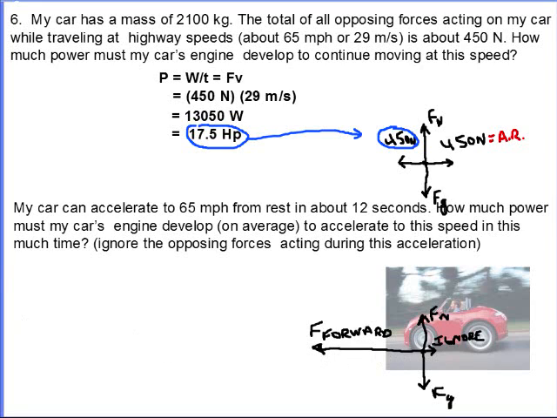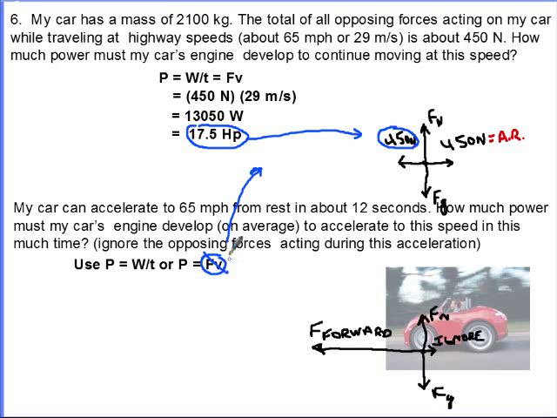So I'm going to try to determine the power developed by my car by either looking at work over time or force times velocity. Now this one's a little bit tricky. We might be tempted to use force times velocity because I know how fast the car is moving, but that's the final velocity. The velocity is constantly changing, and so this works really well if the velocity is a constant, as it was up here.